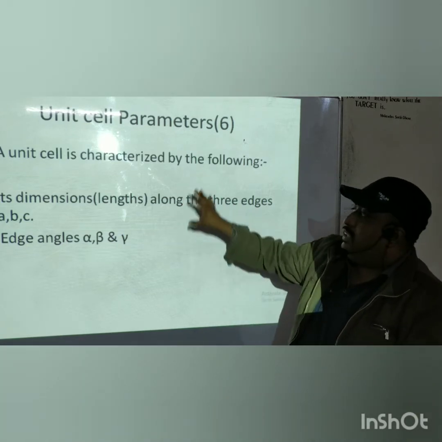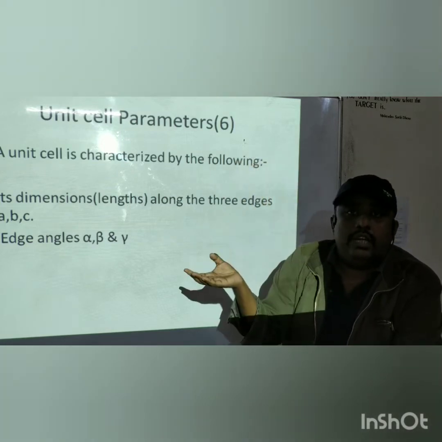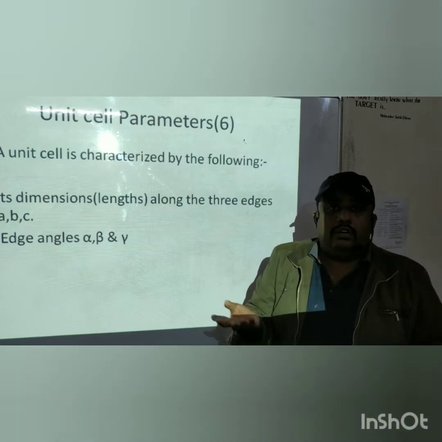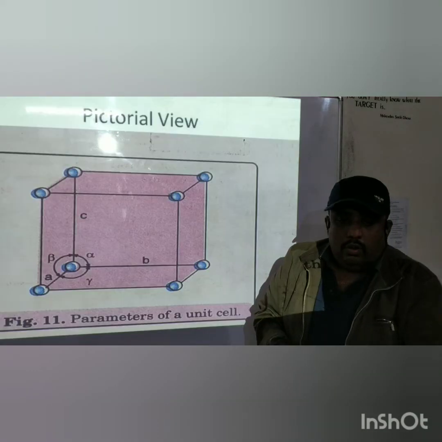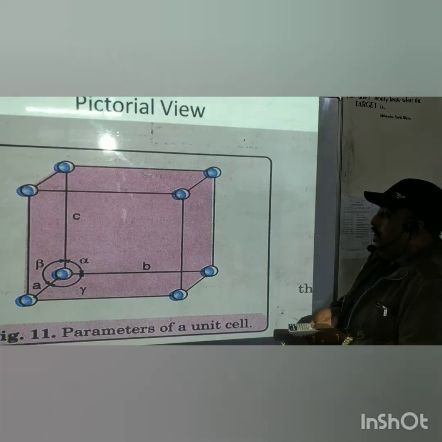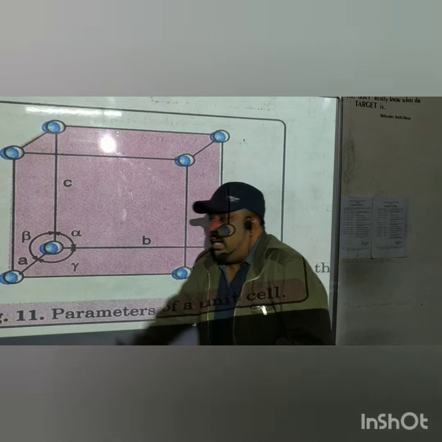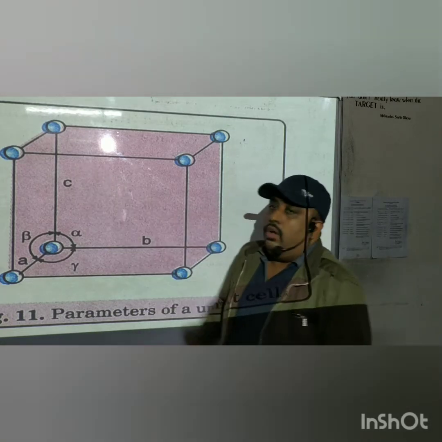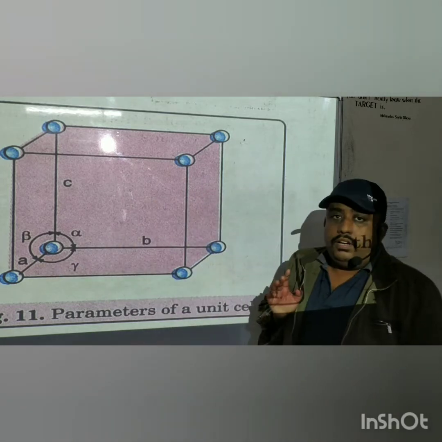So depending upon these 6 parameters, we can define what kind of unit cell it will be, whether it will be hexagonal, cubical, monoclinic, rhombohedral or orthorhombic, right? Now, this is the pictorial view of a unit cell. For your understanding, I'll explain it. You have lengths along the z-axis, lengths along the x-axis, and lengths along the y-axis, depicted by A, B, C in the figure, right?